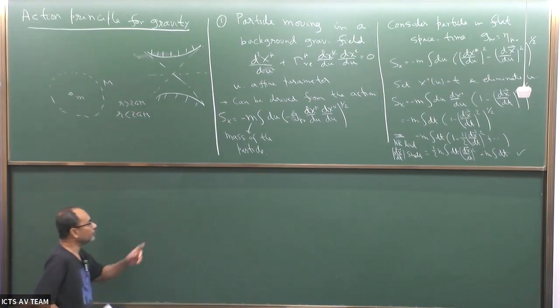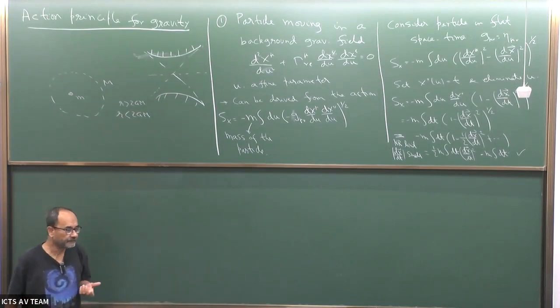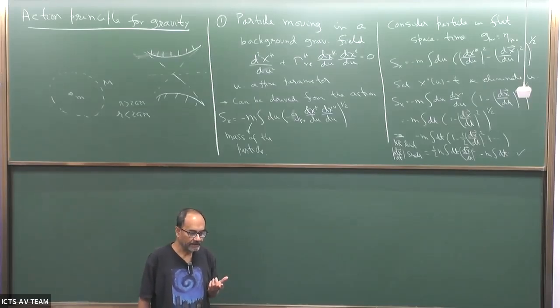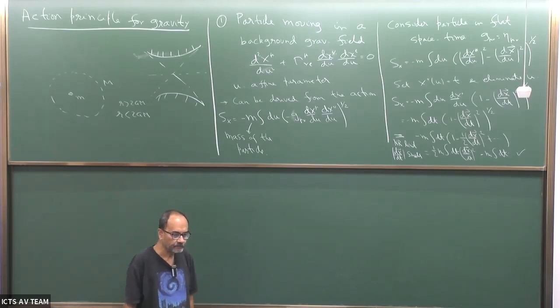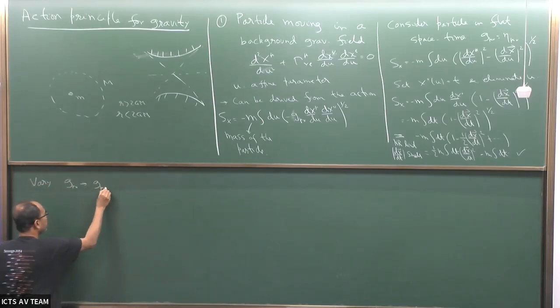Okay, so now we are going to do something else. We'll take the same action that we had written down, but this time vary the metric and see what we get. Take that action, assume that the particle trajectory is given, and then change g mu nu to g mu nu plus delta g mu nu, and ask what is the variation and what will happen if you set it equal to 0. So extremize with respect to the metric: vary g mu nu to g mu nu plus delta g mu nu.